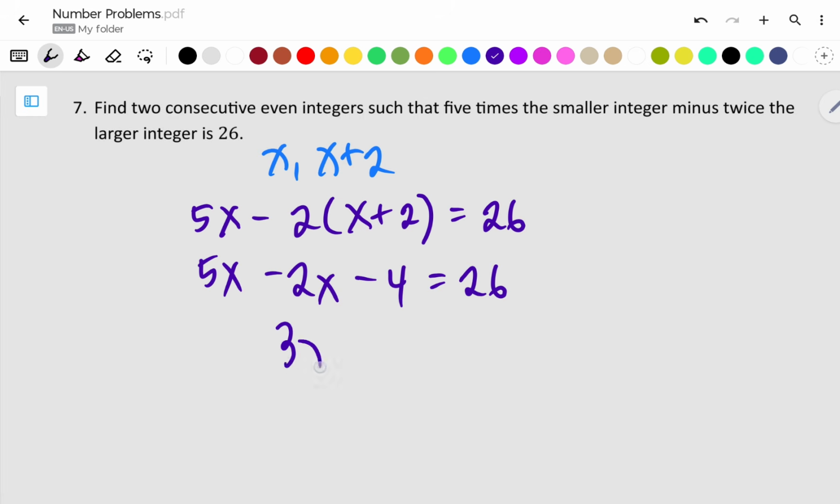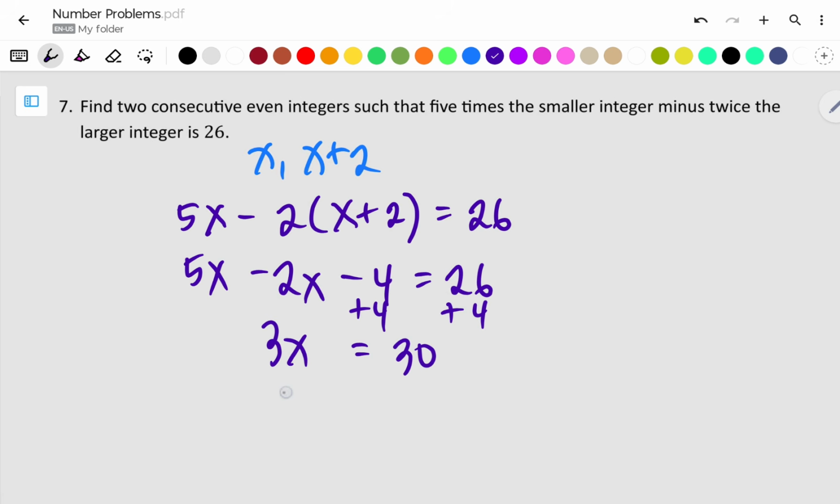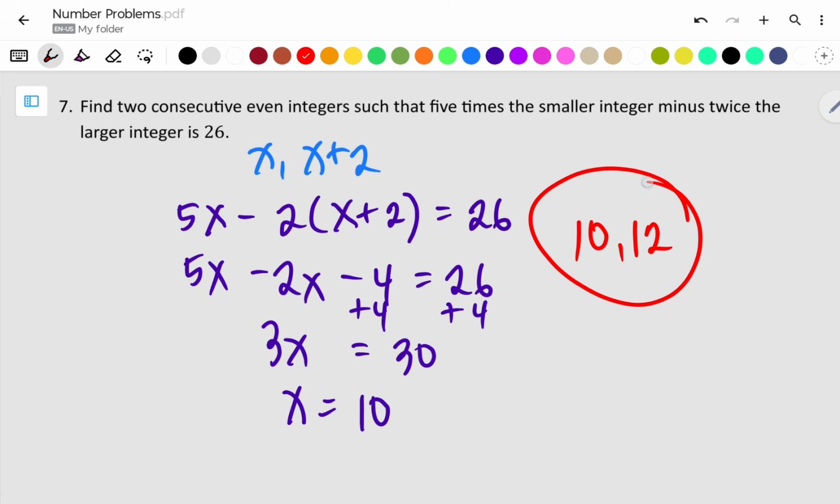5x minus 2x is 3x, minus 4, plus 4, plus 4. 3x equals 30. Divide by 3, x equals 10. So if x is 10, the other one is x plus 2, that is 12. 5 times the smaller, 5 times 10 is 50, minus twice the larger, 2 times 12, 24. Is that 26? Yes, correct.